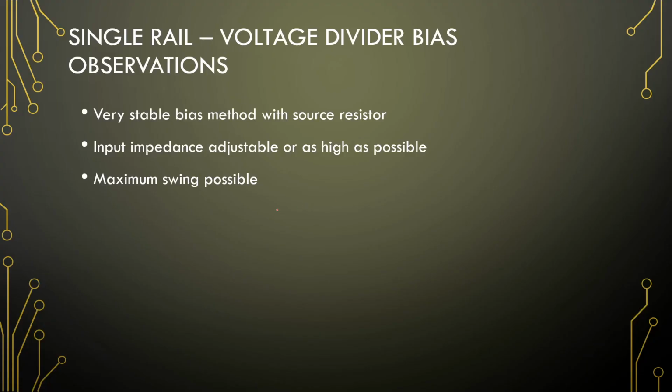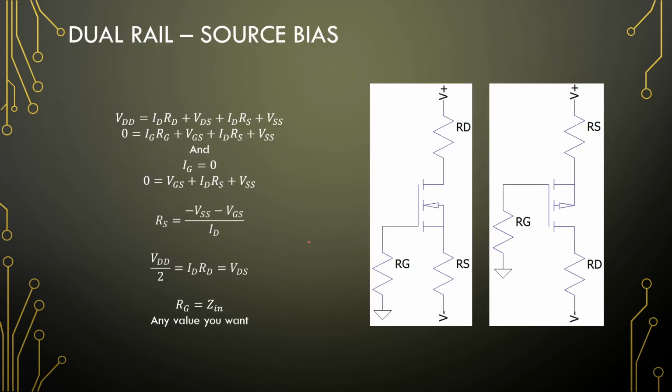So some observations. We have a very stable bias MOSFET with a source resistor. So a source resistor takes away some of our sensitivity. Our input impedance is adjustable or as high as possible. And we can design for maximum swing with a voltage divider bias. Right. Dual rail biasing. So a positive and a negative, and our MOS in between. So we have, if we look from here to here, we have VDD is IDRD plus VDS plus IDRS plus VSS.